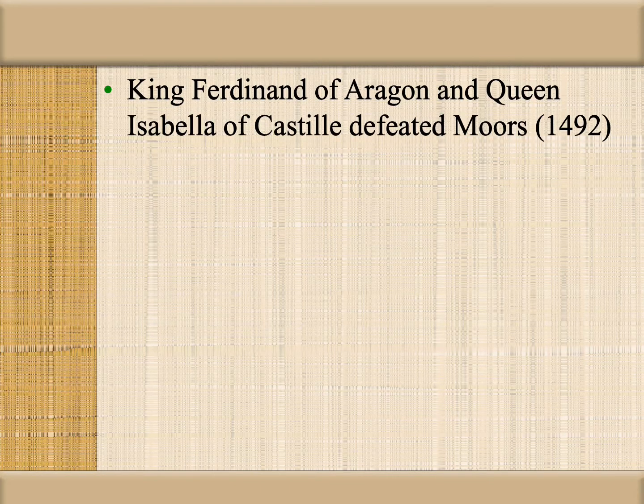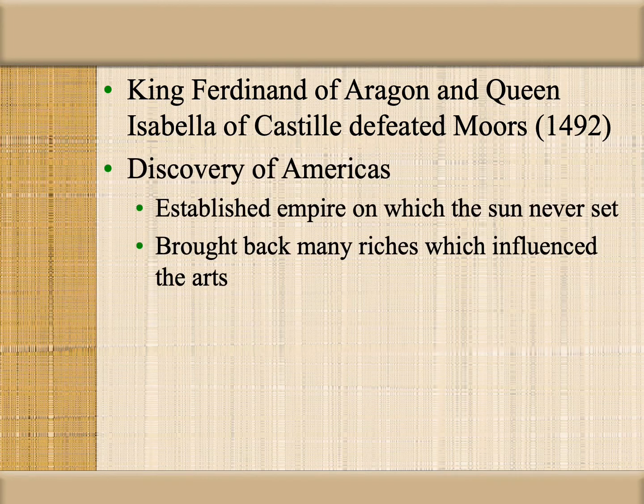So some more background to consider centers around the conflict between the Moorish people and the royal family of Spain. In 1492, King Ferdinand of Aragon and Queen Isabella of Castile defeated the Moors. They drove them out of Spain. And if you recognize King Ferdinand of Aragon and Queen Isabella, they are the parents of Catherine of Aragon, who was King Henry's first wife. So majorly influential in the world as a whole.